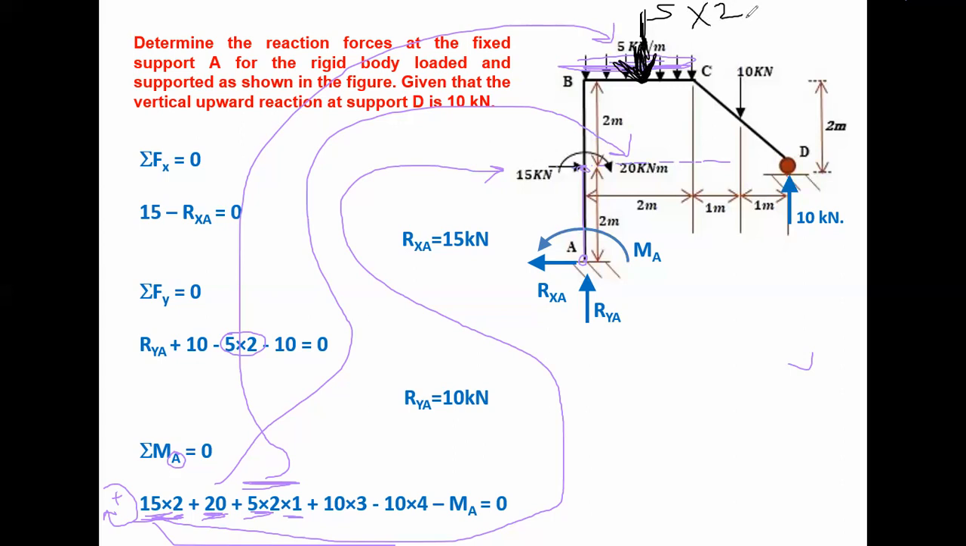5 into 2. Why 5 into 2? Because the intensity of the UDL is 5 kilonewton per meter, and it is acting over a span of 2 meter. The unit of intensity is 5 kilonewton per meter, right? And the unit of force must be kilonewton only, it should not be kilonewton per meter. So just to remove this per meter, you multiply by the span length, that is 2 meter. That's why we are getting 5 into 2 for the magnitude of this point load.